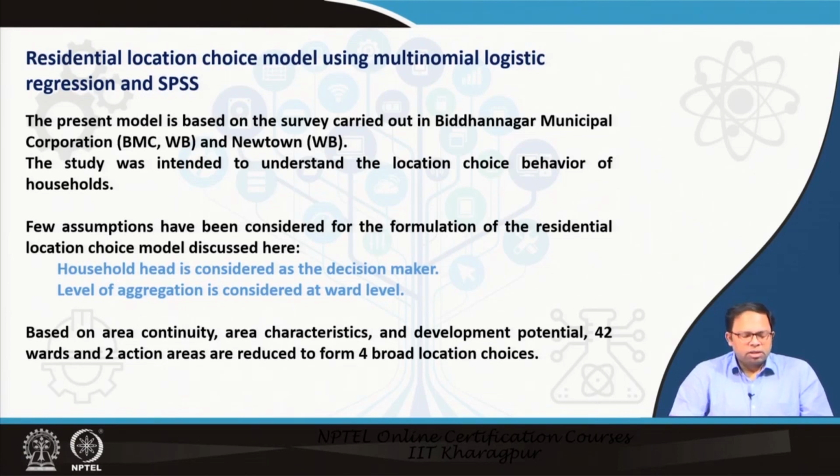Then 42 wards from Bidhannagar Municipal Corporation and 2 action areas from Newtown were combined into 4 broad location choices. So, this is just for example. We also have developed a model at the ward level, but for explanation purposes, this 4 broad location choice model is a better alternative.